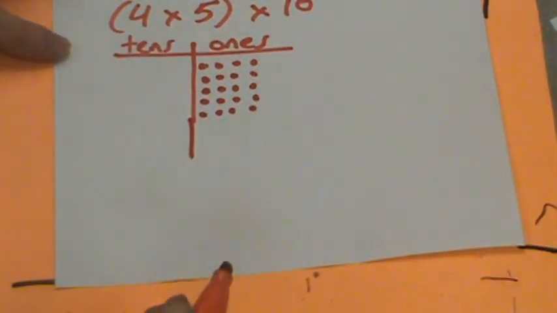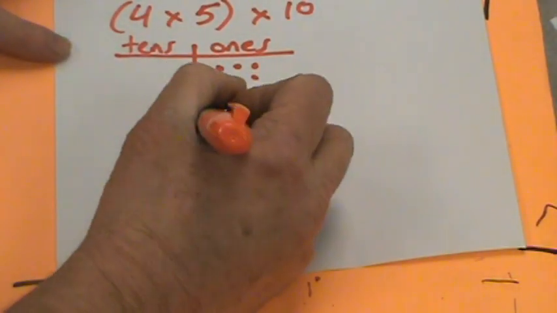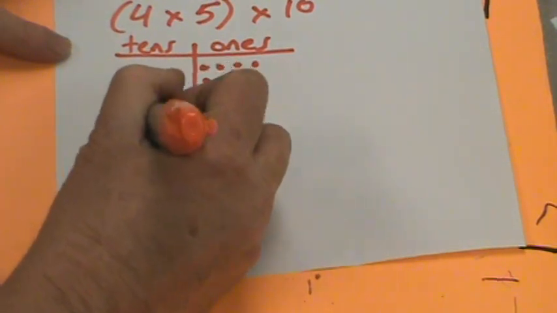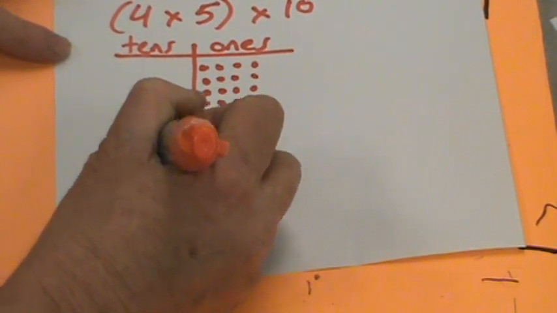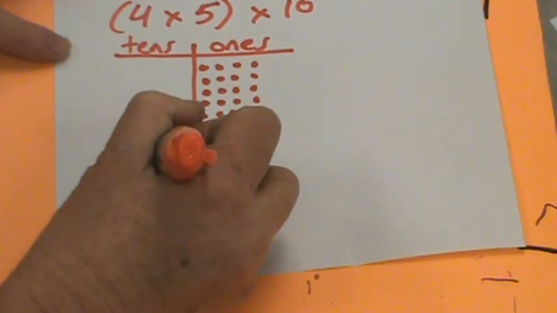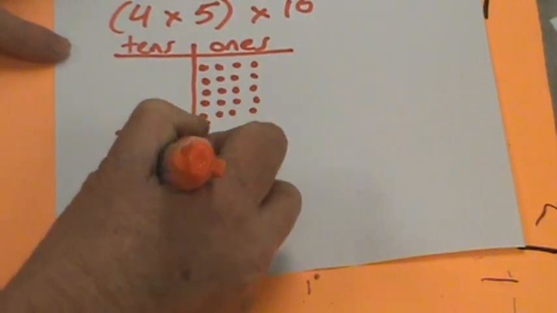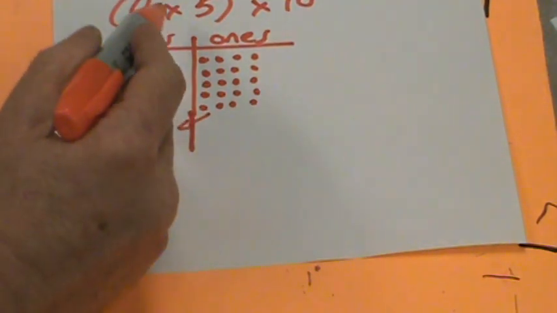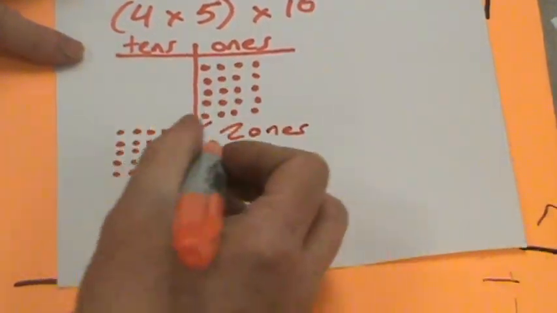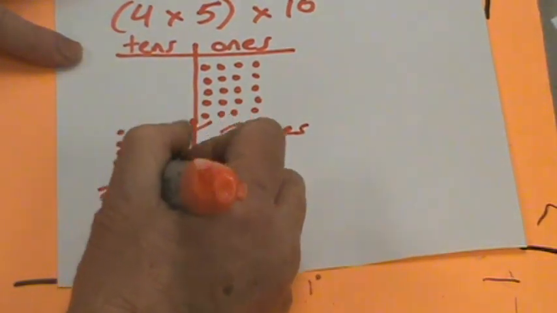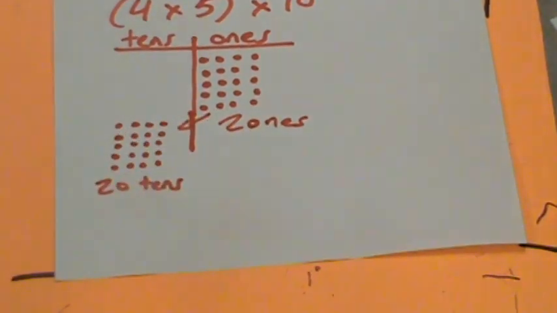right? So what do I have to do? All I got to do is shift over here. 1, 2, 3, 4, 5, 6, 7, 8, 9, 10, 11, 12, 13, 14, 15, 16, 17, 18, 19, 20. So we multiplied 20 ones, right, by 10 to get 20 tens. So what do 20 tens equal? Well, of course they equal 200.